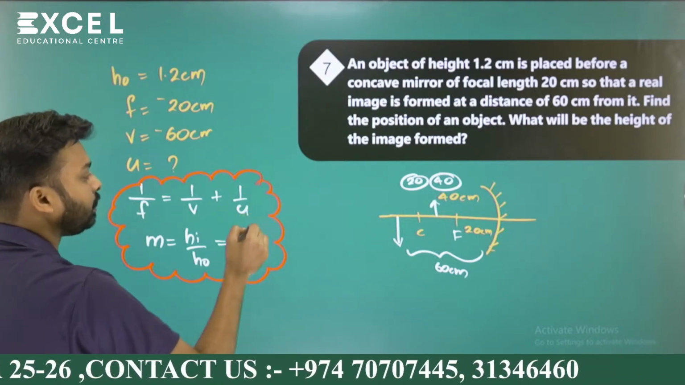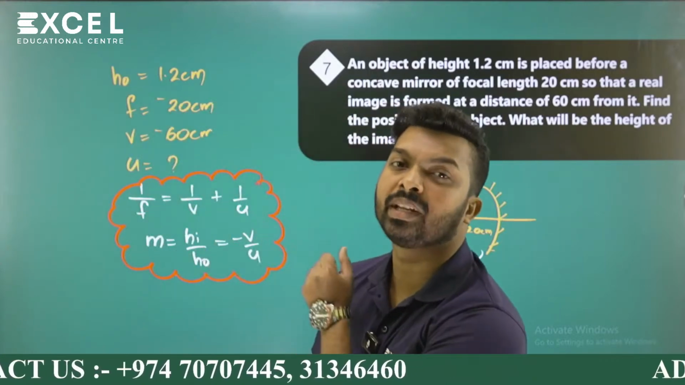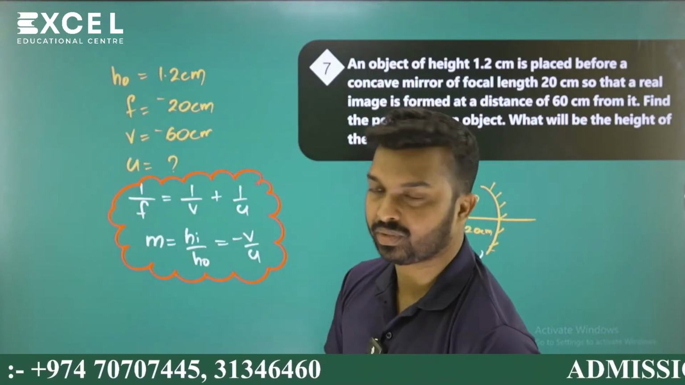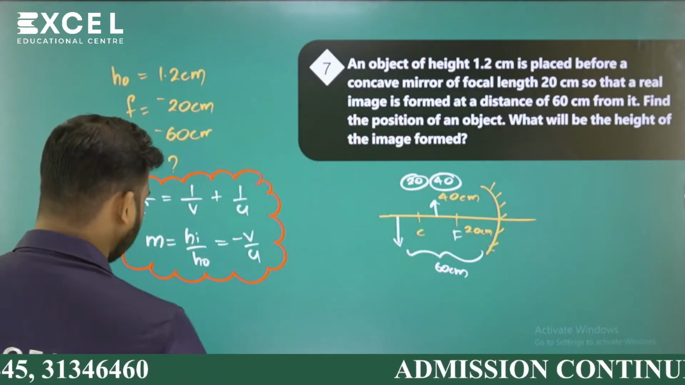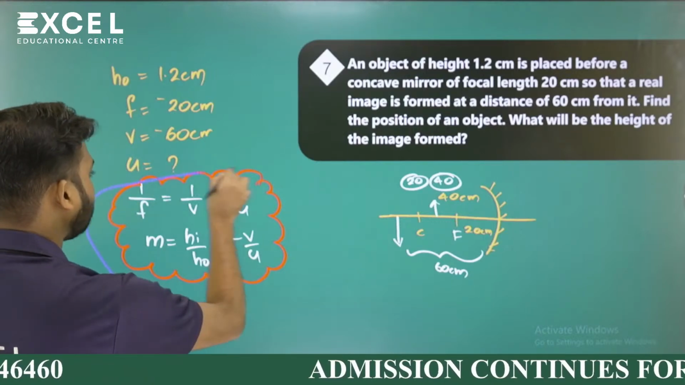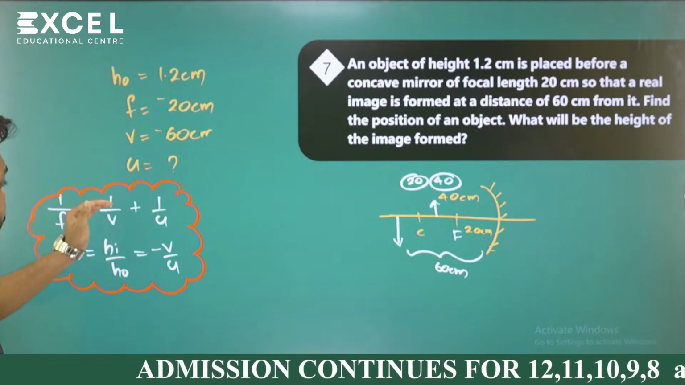If you study this, you can do the majority of the questions on the mirror reflection part. These two equations have to be used anyway. I'll keep this to the side. So 1/F = 1/V + 1/U.